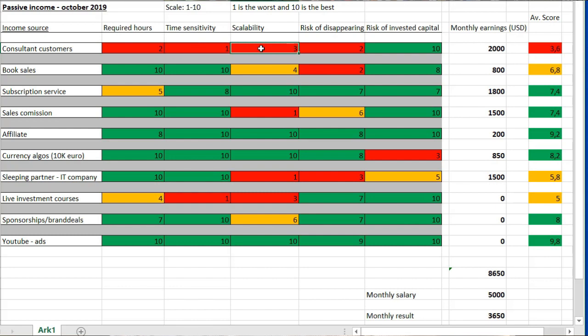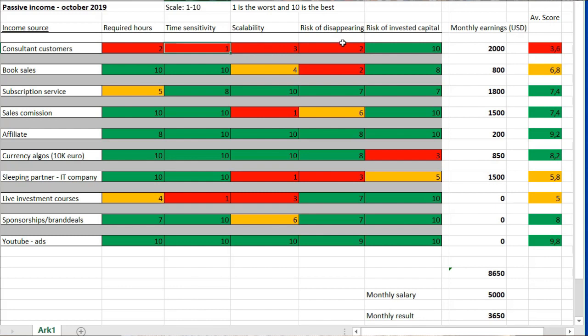The scalability is not that good because I'm not really into building that network. I spent 15 years building a good network for my consultant company before I sold it, and I'm not in that network anymore. So it would be hard for me to scale this up. Of course it could be done if I really wanted to, but as you can see from the required hours and the time sensitivity, I'm actually not really that interested in that.